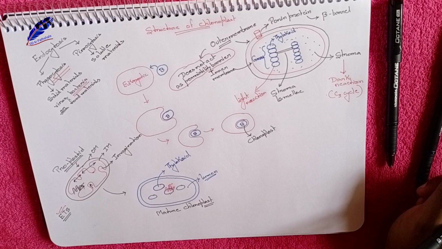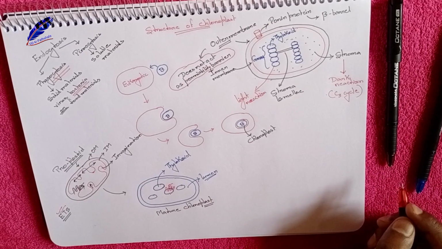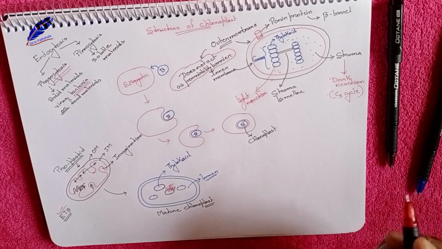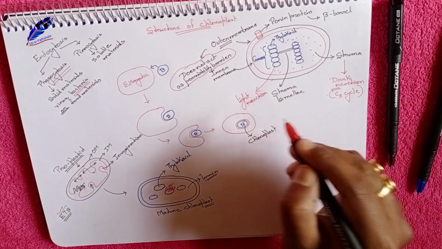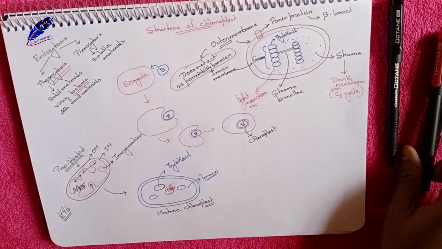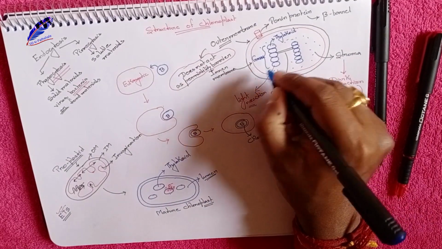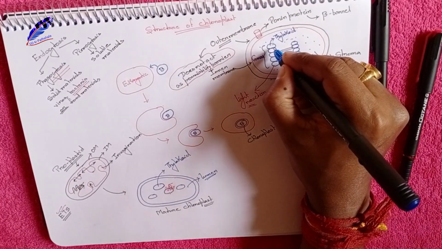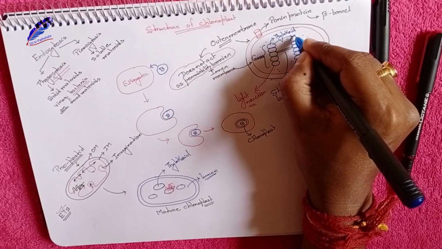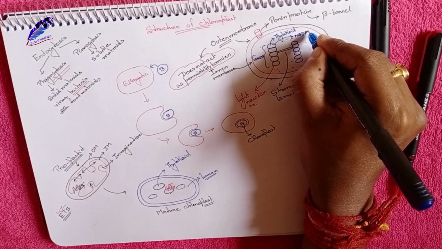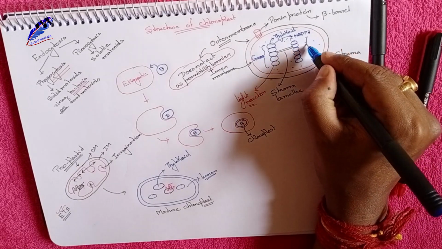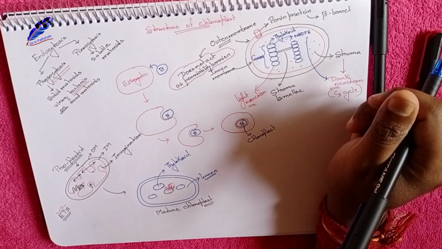Now another thing to be remembered is that in the last class we stated that the dark reaction is dependent upon the light reaction. So the light reaction within the thylakoid supplies the NADPH to the stroma, where the dark reaction will occur.